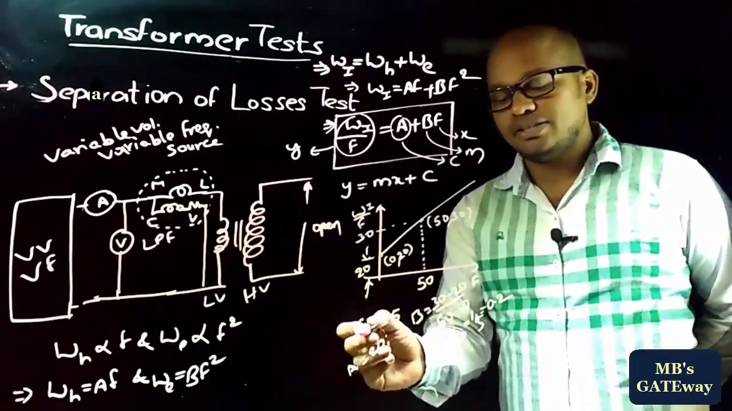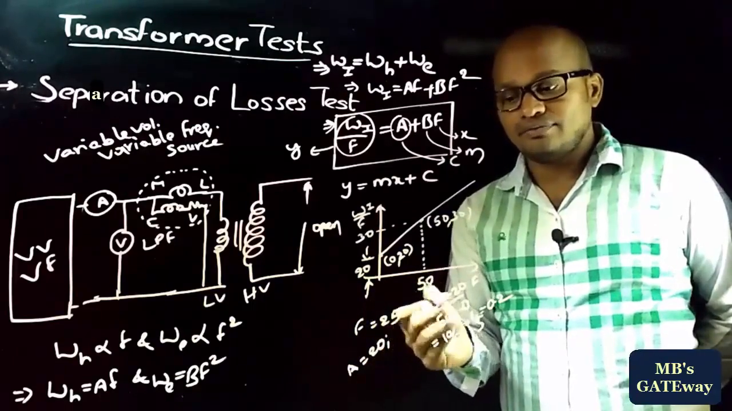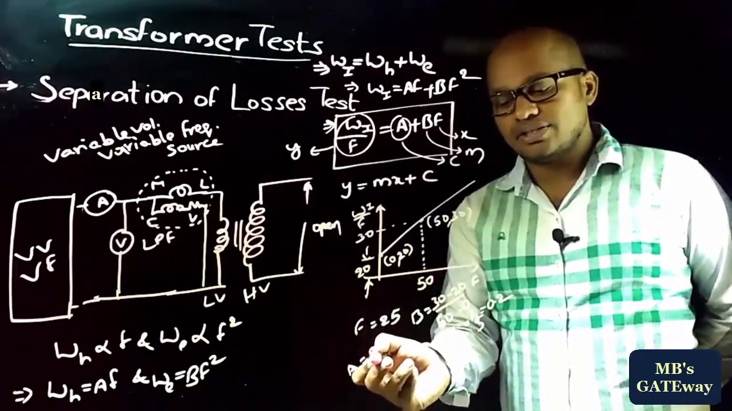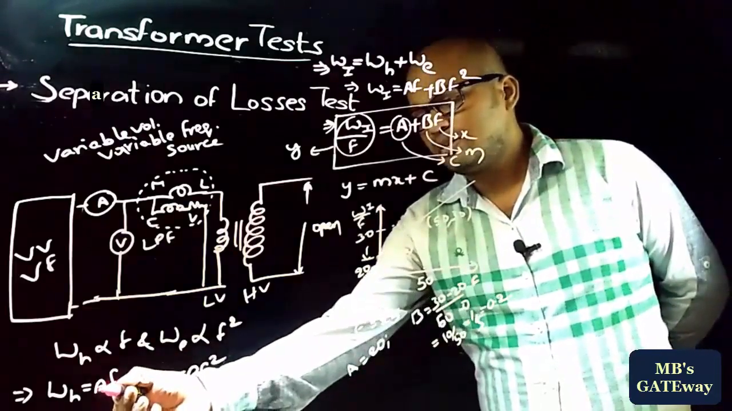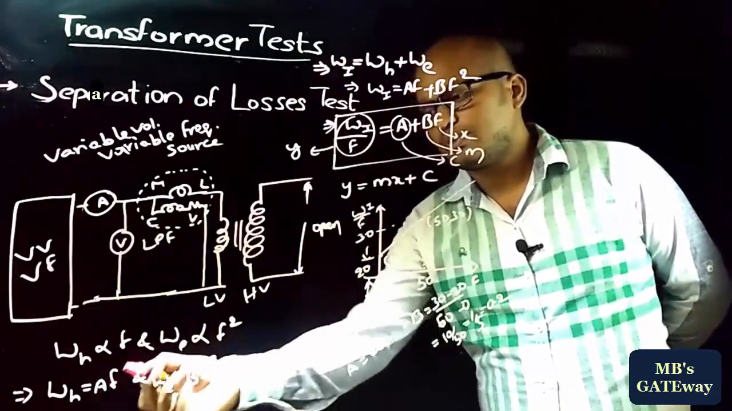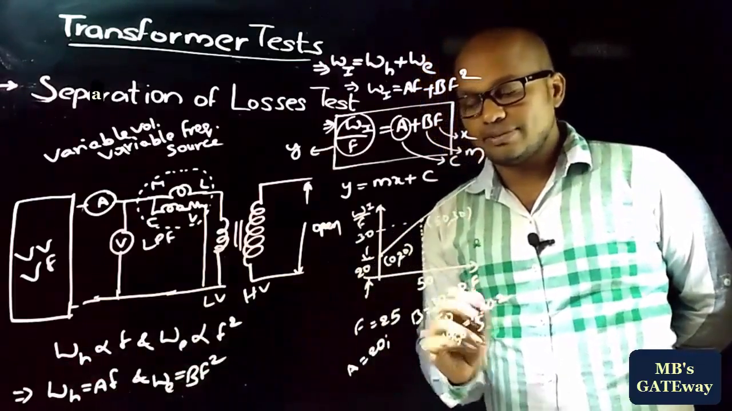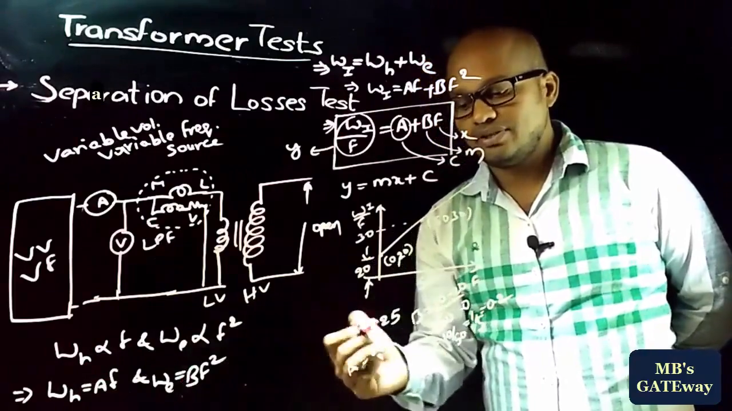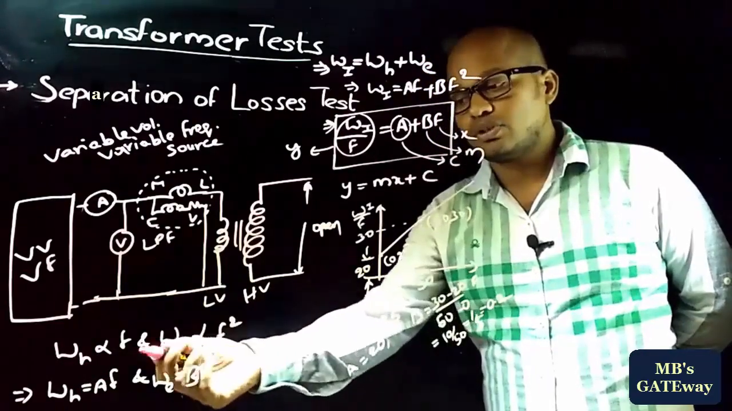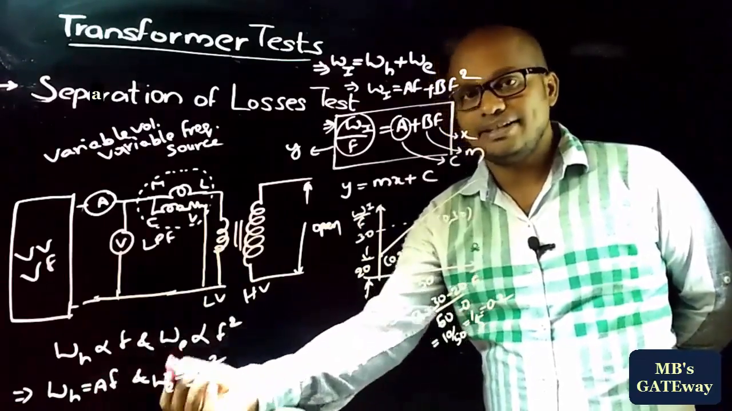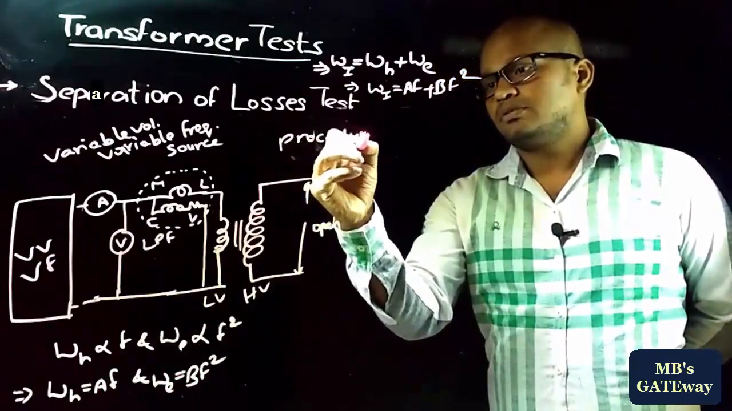As it is asked to find the hysteresis losses at frequency 25 and eddy current losses at frequency 25, as we got A is equal to 20 and B is equal to 0.2, place A here and frequency F is equal to 25, then obviously we will get hysteresis loss, and similarly place B in this and frequency is 25 square, so we will get eddy current losses, and therefore the total iron loss is equal to hysteresis losses plus eddy current losses.